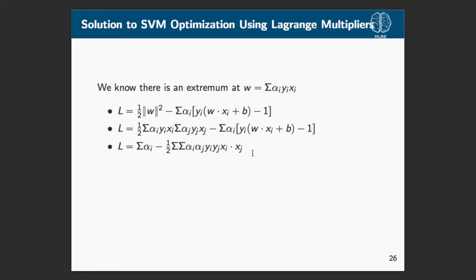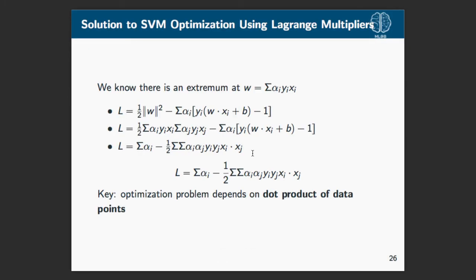So let's just look at it. Okay, this is a loss. The key here is that our optimization problem depends on the dot product of our data points. Our data points here, xi and xj, are not being used anywhere else in this loss term. We're only doing the dot product of these data points with each other in the sum. So this is the key, and this is what's going to unlock some really cool properties of SVMs: the fact that you can express this as a dot product.